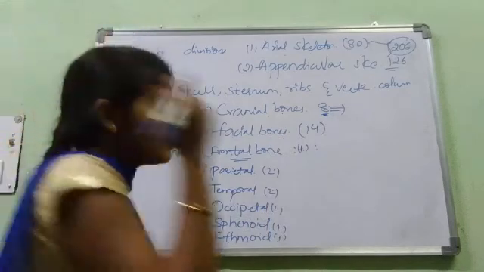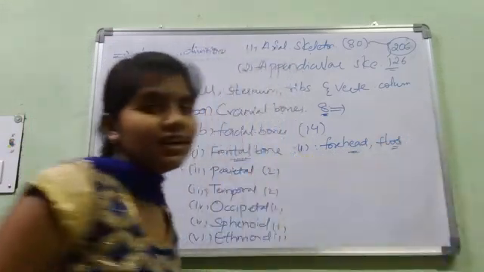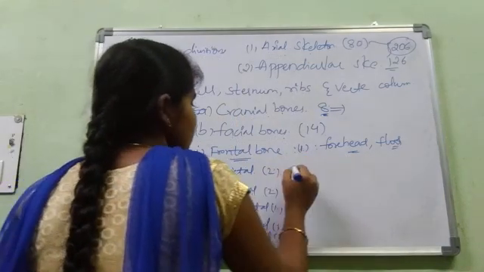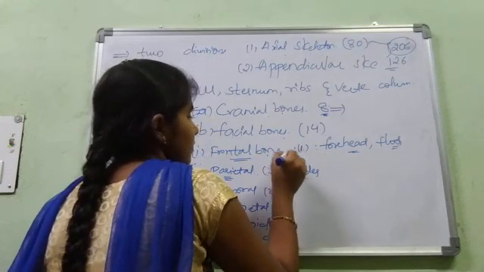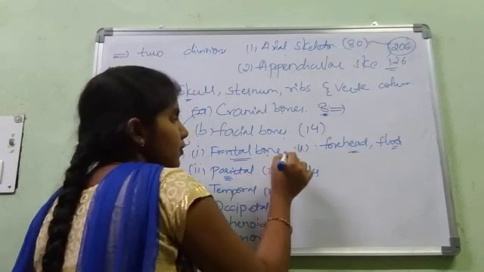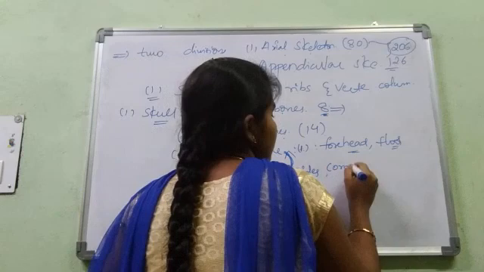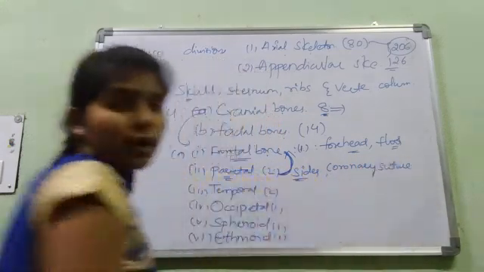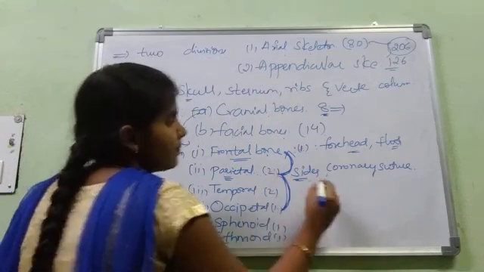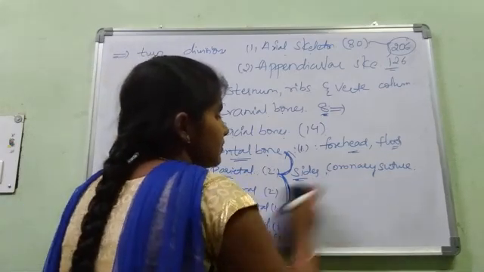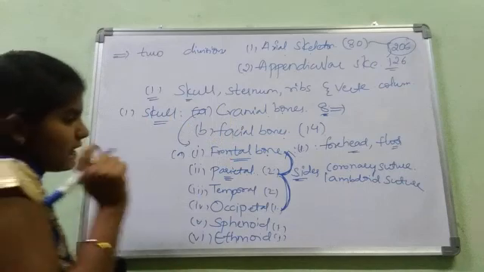It forms our forehead and the floor of the cranial cavity. Now, the parietal bone forms the sides of the cranial cavity and is joined to the frontal bone by the coronal suture. The parietal bone is also joined posteriorly to the occipital bone by the lambdoid suture.